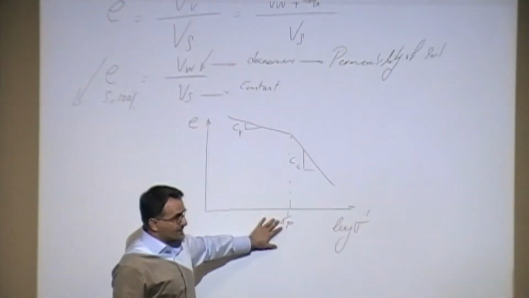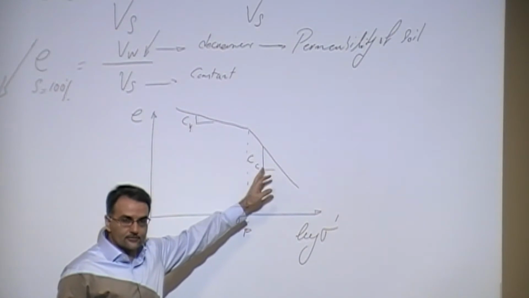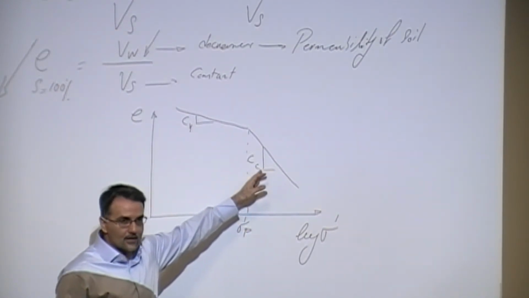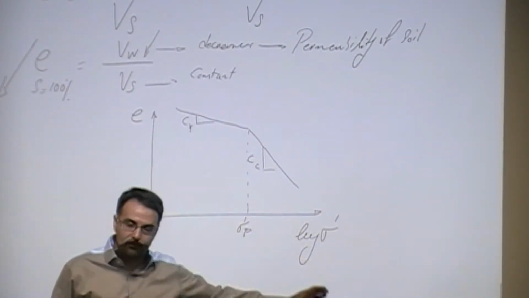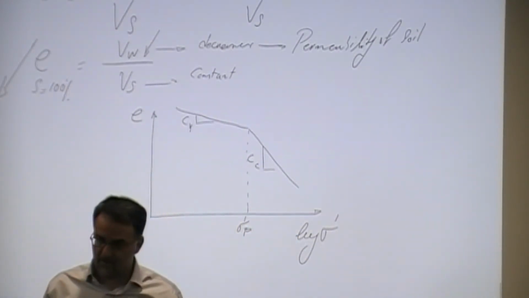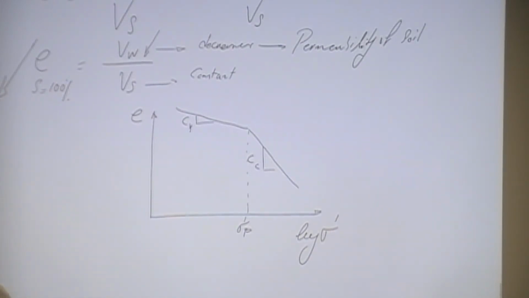Now, there are two other things that I'm interested in. One would be the C sub C. We call that the coefficient of compression, or compression index. And then you have C sub R, or the rebound index, or the recompression index. You have all these definitions in the slides. You can take a look at that later on. But at this point, I just want you to grasp the general concept.